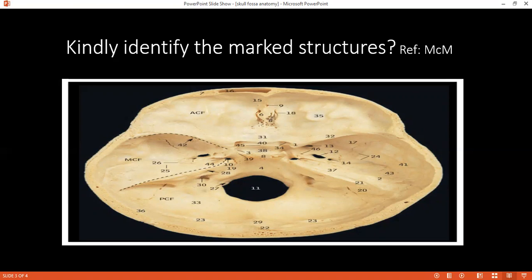The vertebral artery, anterior spinal artery, posterior spinal artery, the lower part of the medulla, the spinal part of the accessory nerve, and the tectorial membrane. Yes. And the apical ligament of the dens. Yes, well. Apical ligament. Okay.